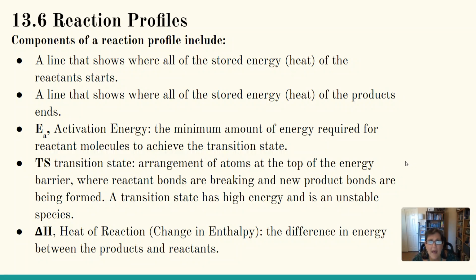The height of that hill is the activation energy, E sub A. The activation energy is the minimum amount of energy required to go from reactants to products. So we have to get over that energy mountain. The top of that energy mountain is the transition state, TS.